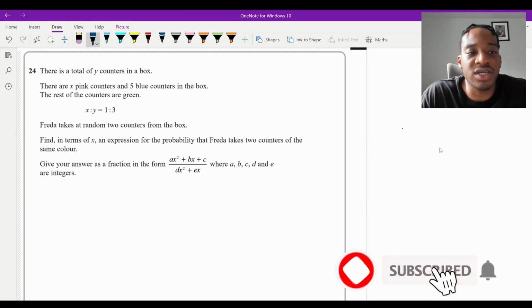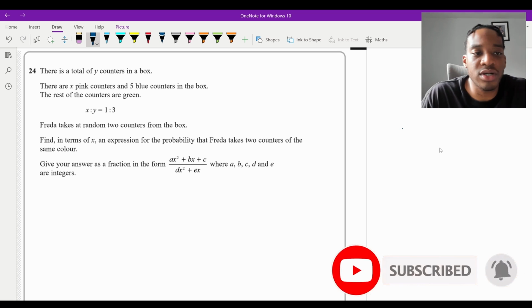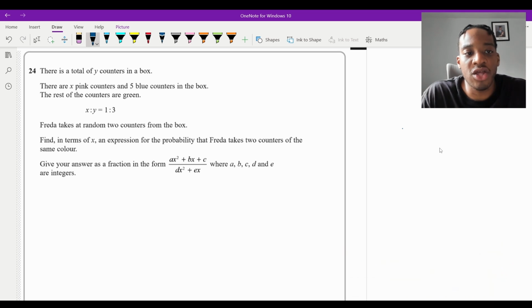Okay, so question 24 says, there is a total of y counters in the box. There are x pink counters and 5 blue counters in the box. The rest of the counters are green. The ratio of x to y is equal to 1 to 3. Freda takes at random 2 counters from the box. Find in terms of x an expression for the probability that Freda takes 2 counters of the same color. Give your answer as a fraction in the form ax squared plus bx plus c divided by dx squared plus ex, where a, b, c, d, and e are integers.